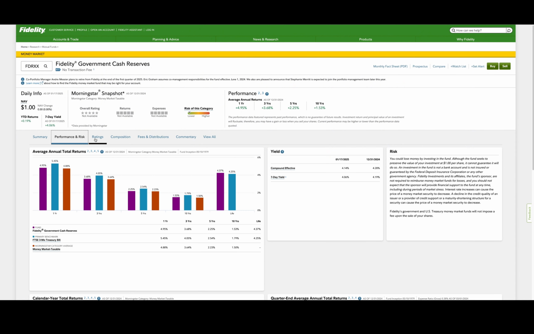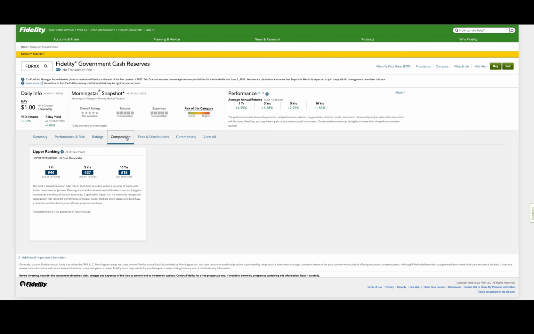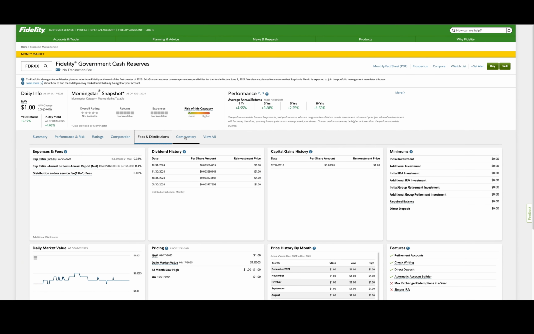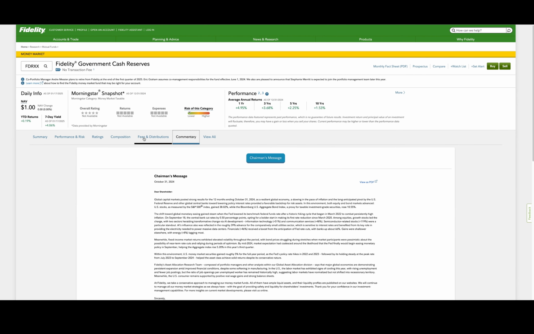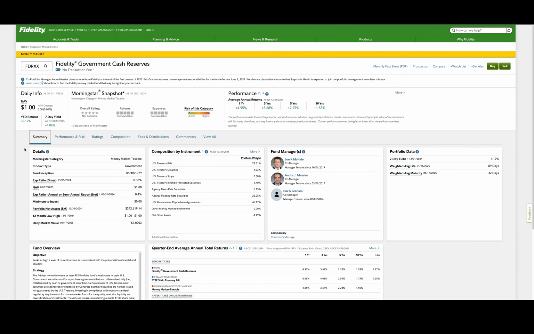Okay, you can look at some of the other factors similar to Vanguard: performance and risk. What's the rating? You can go through all of these. I won't go through every single one because there is a lot to read, but it's just so you guys understand what to look for.